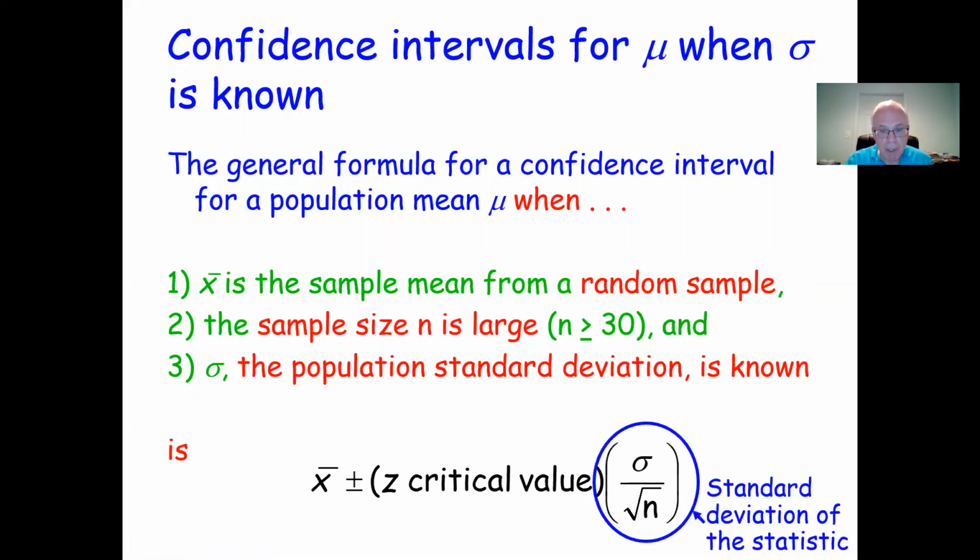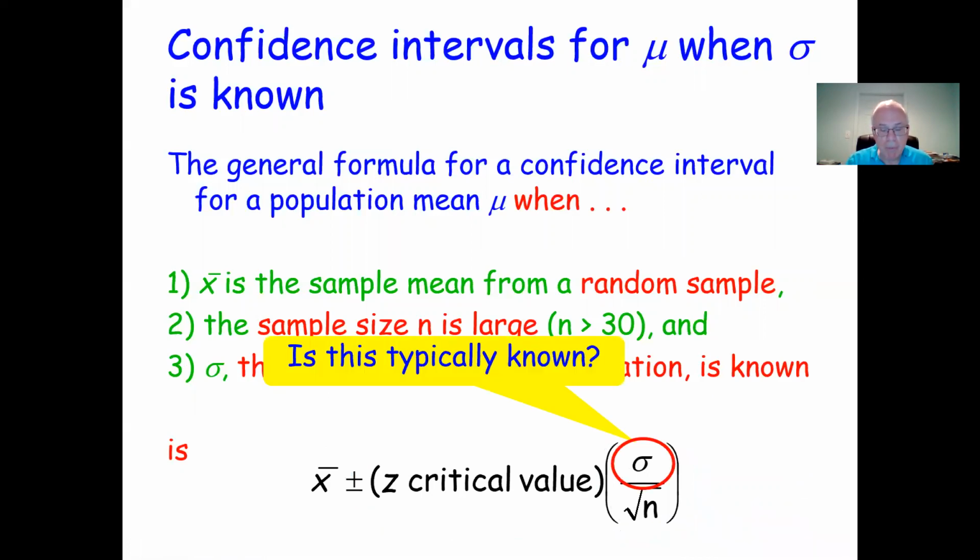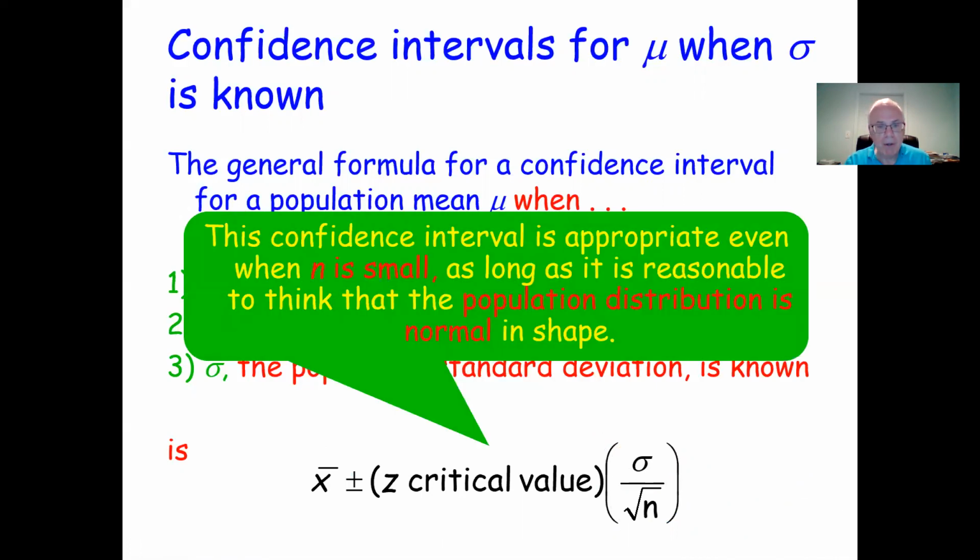Okay, there's our point estimate. There's our standard deviation statistic, which we call the standard error. And this is what the book calls the bound on the error of estimation. We're calling it a margin of error. All right. Now the question is, is sigma typically known? And the answer is no. Typically it's unknown. So when we do problems with this, we're going to typically deal with a situation where sigma is unknown. So we'll get to that in a second.